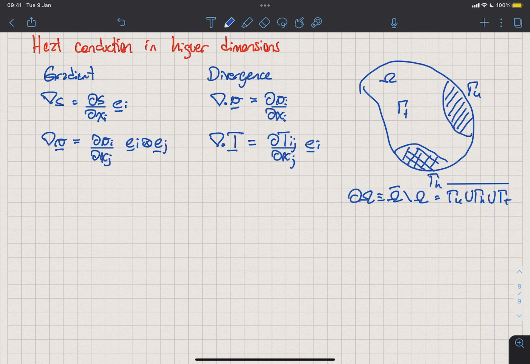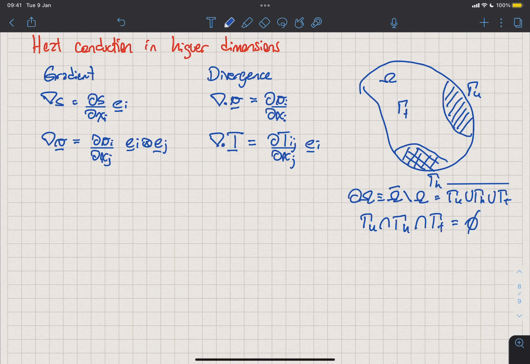Okay, and of course these are mutually exclusive. So remember, whenever you impose the temperature, you cannot impose the flux, and vice versa. And therefore, we express that condition as the intersection of all these sets has to be equal to the empty set. That's normally the way people do it in papers.